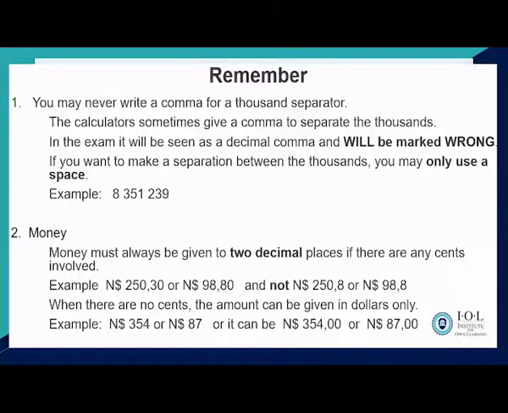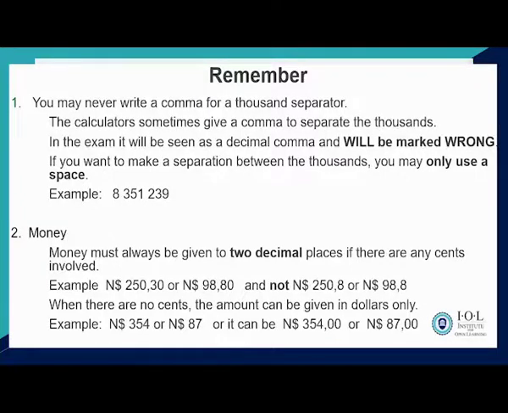Then a big mistake that many students make is they write a thousand separator. They write a comma for a thousand separator like some calculators do. And please, you will lose those marks, because now you have a decimal comma and you have a thousand separator comma. No, that's not acceptable.